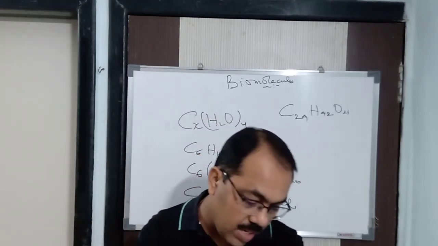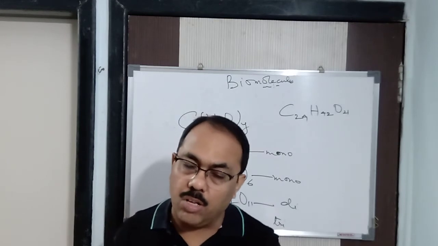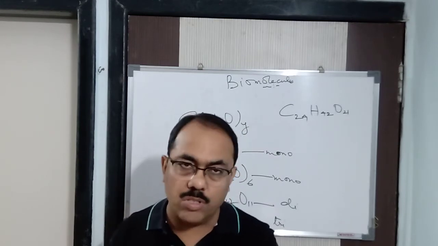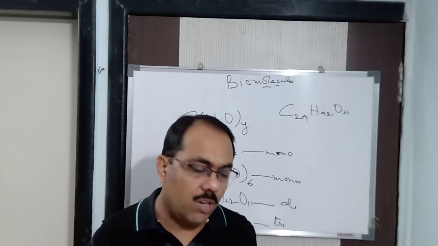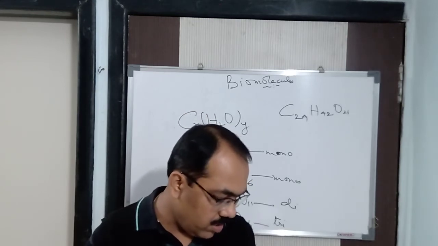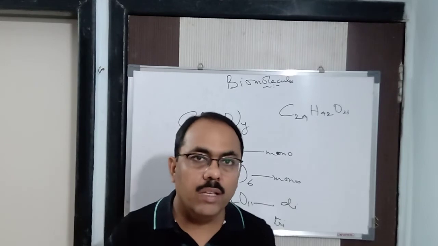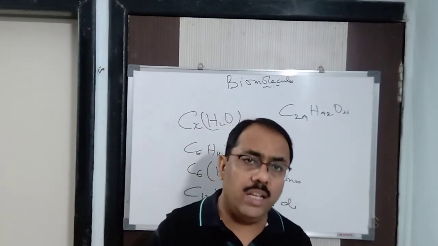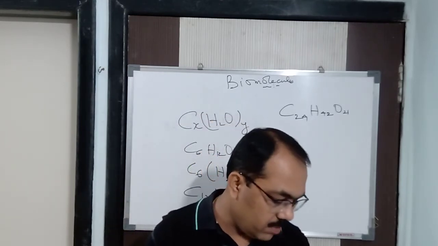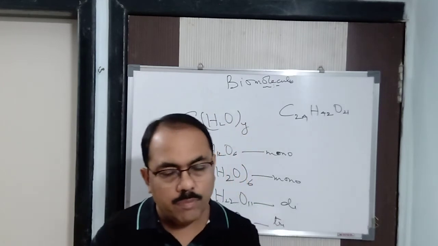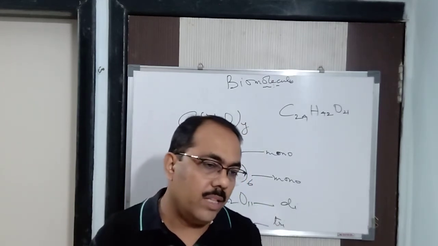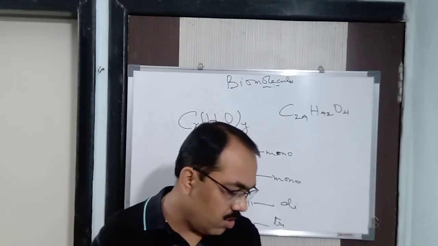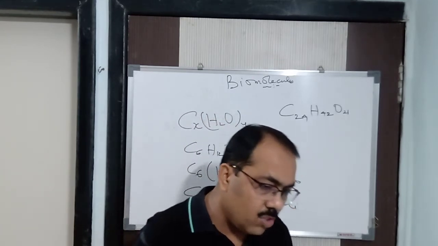So in this way, we have non-reducing sugar and reducing sugar. Reducing sugar will reduce Tollens reagent and Fehling solution. Non-reducing sugar will not reduce Tollens reagent or Fehling solution. Now, based upon the group attached to the carbon atom, apart from the H and OH group which is of course there, we have aldoses and ketoses.